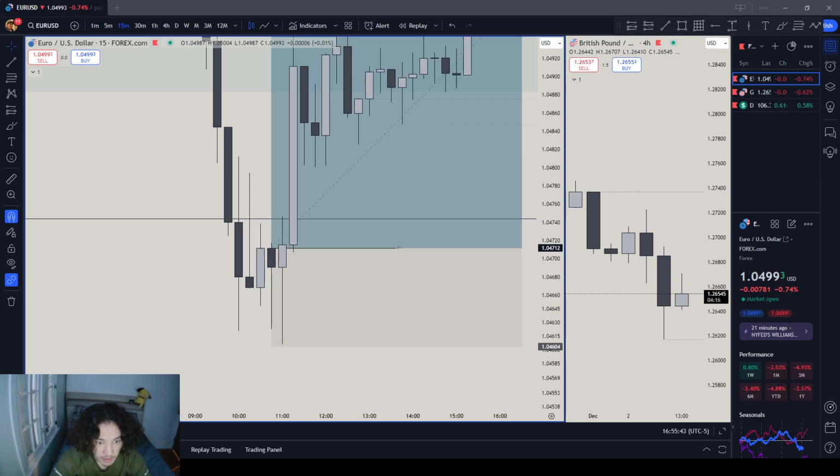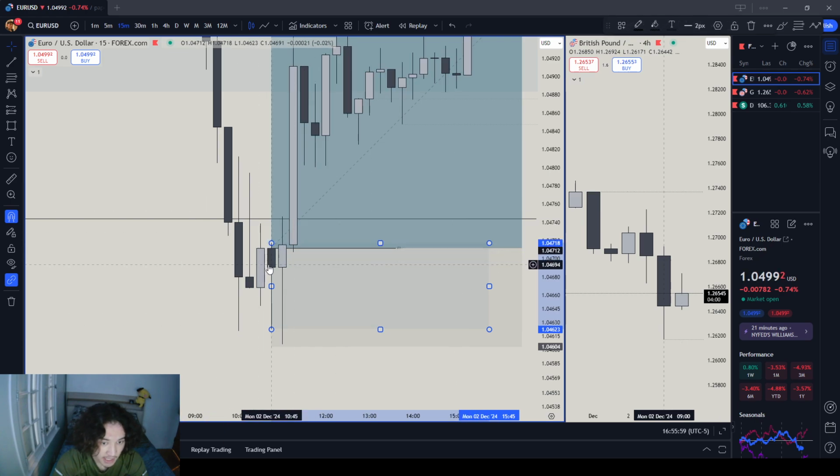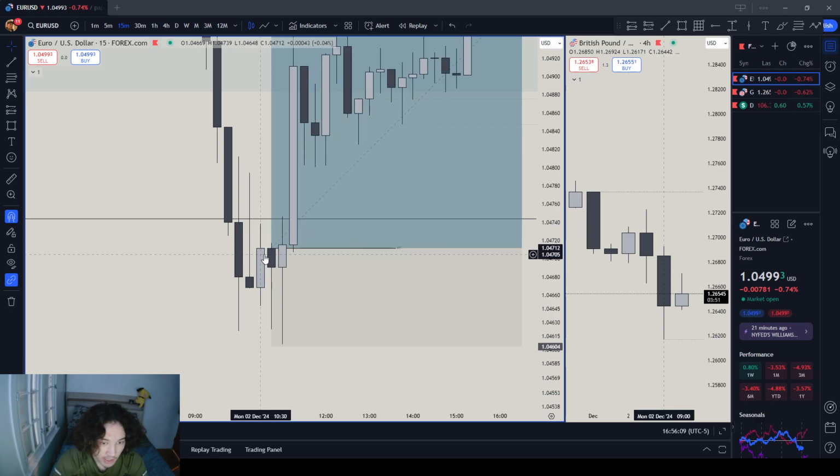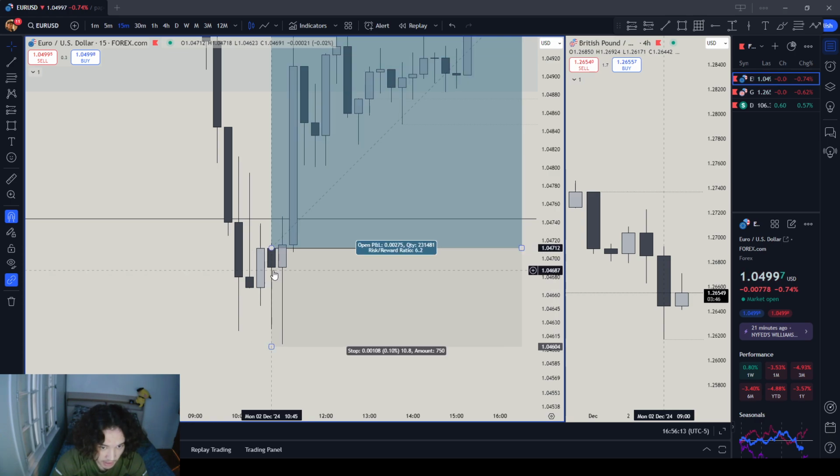Order blocks are just CISD, CSD, the same thing, you can call it whatever you want. But the wick of a candle is the whole candle. It's not just the body of the candle, it's the high and the low and the body. That is the wick of an order block. The body of an order block is just the body that you can see, not the wicks.